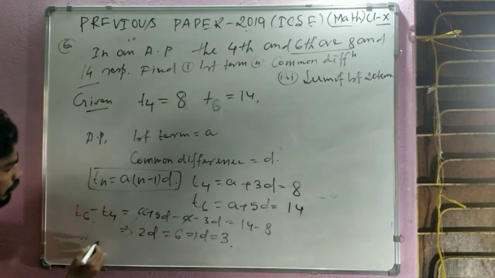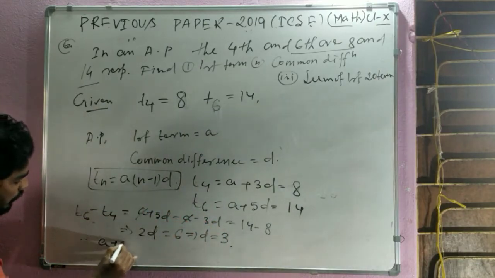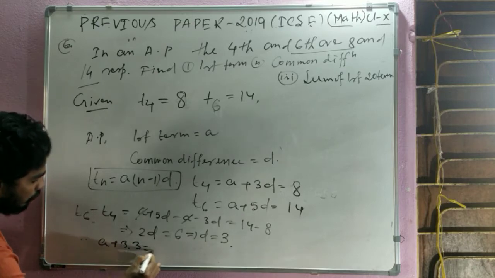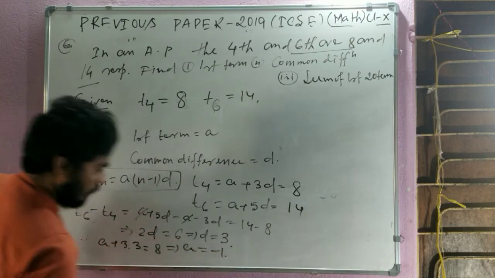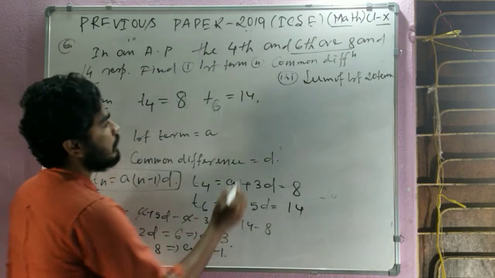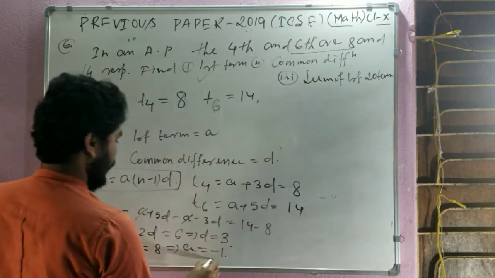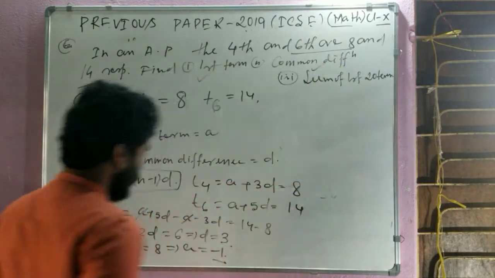Therefore, T4 is A plus 3 into D. D means 3, equal to 8. A equal to minus 1. So the first term is minus 1, common difference is 3.